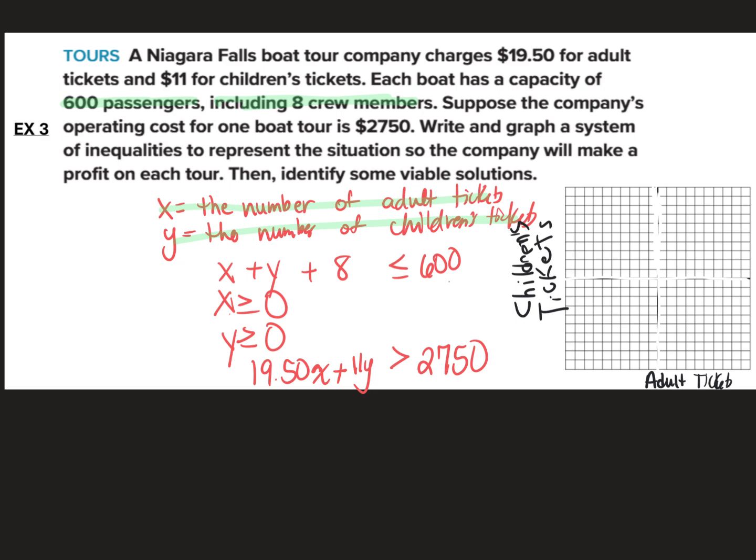I'm going to graph this first one in blue, the second one in red, the third one in black, and the fourth one in green. So the first one in blue, I'm going to subtract 8 and subtract x. So y is going to be less than or equal to negative x plus 592.